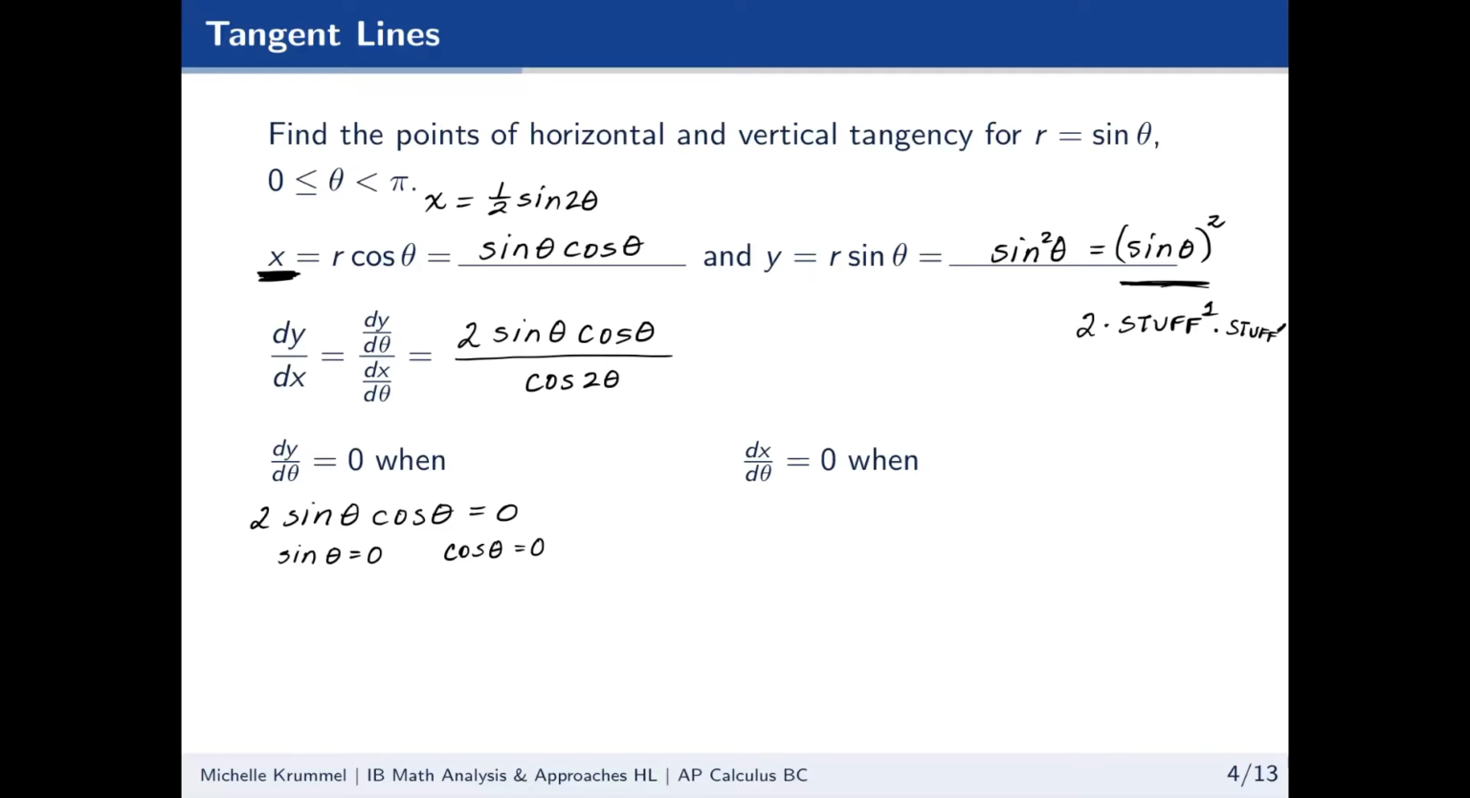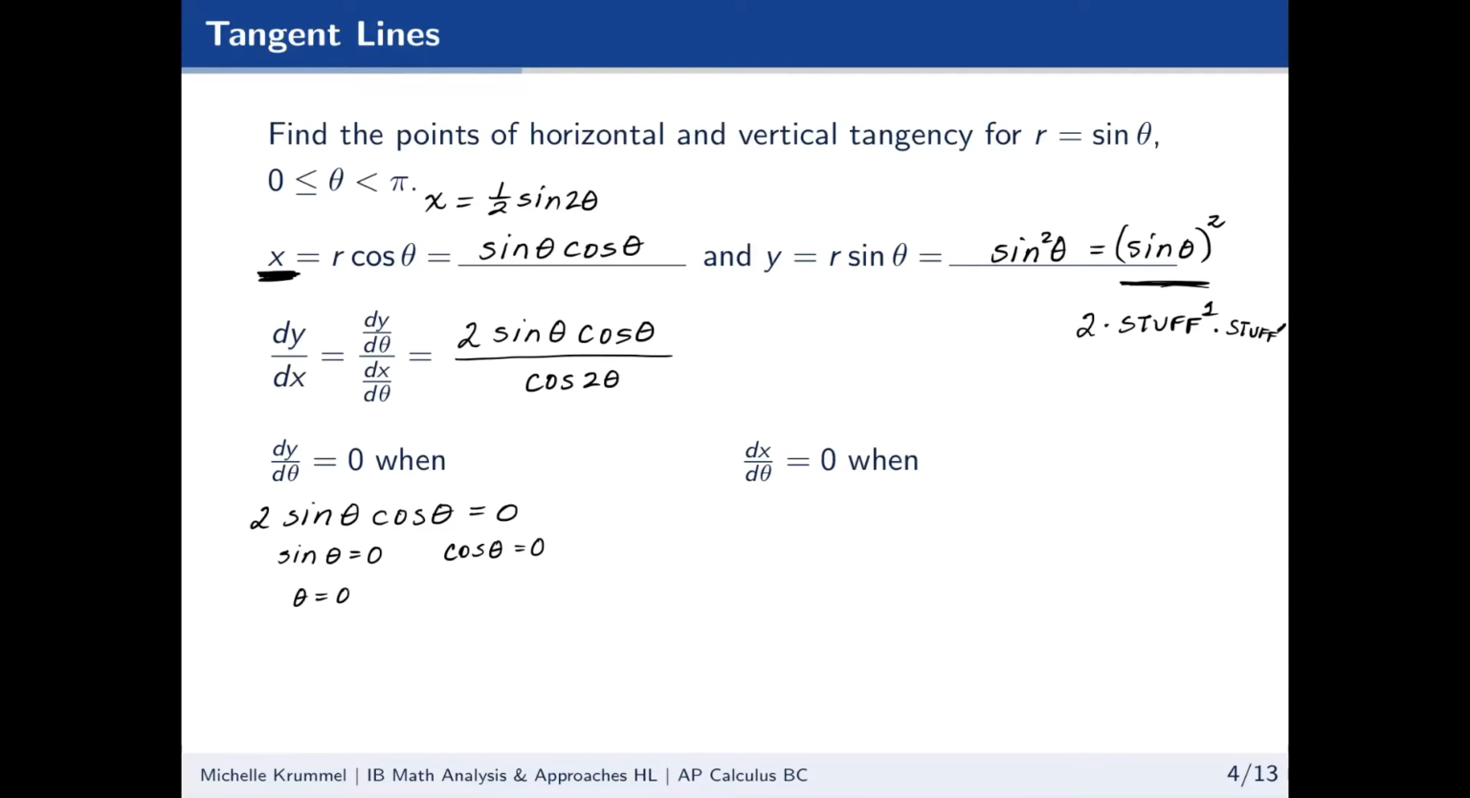Well, where does sine of an angle equal 0? That's going to happen at 0 and pi and 2 pi and 3 pi, and negative pi and negative 2 pi and so on. But remember, we are working on a restricted domain. Our theta values can only be between 0 and pi, not including pi, but including 0. So here we get theta equals 0. The next solution bigger than that would be theta equals pi, but we're not allowed to use pi.